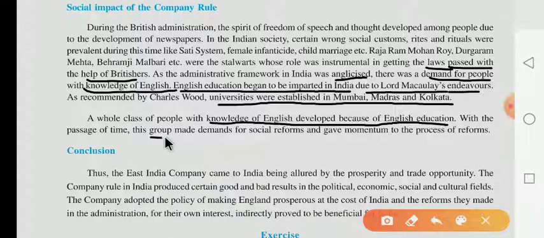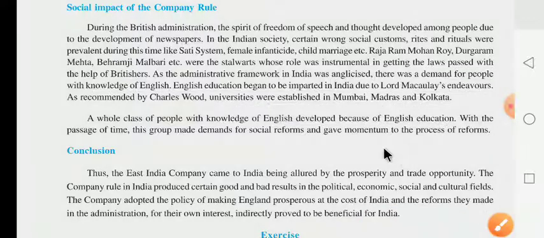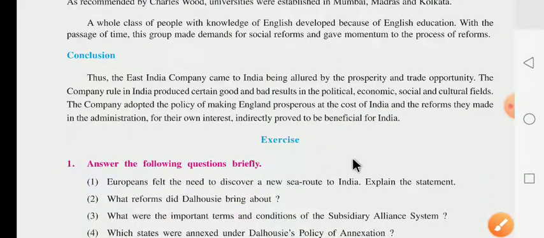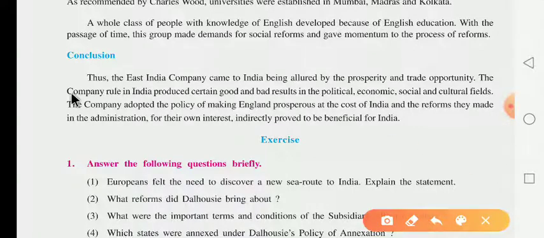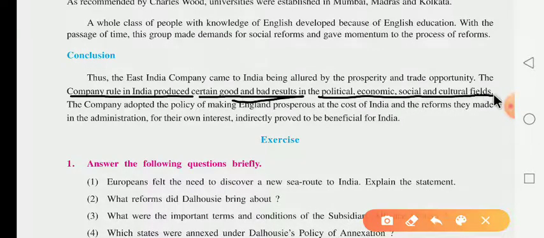With the passage of time, this group made demands for social reform and gave momentum to the process of reform. Now, our next topic is the conclusion. Thus, the East India Company came to India, allured, meaning attracted, by the prosperity and trade opportunities. The company rule in India produced certain good and bad results in the political, economic, social and cultural fields.